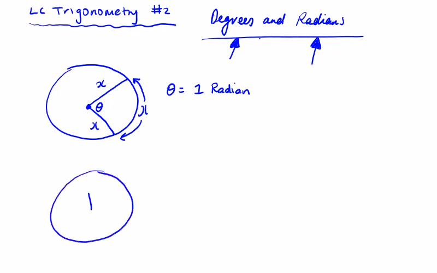Now we're going to develop this further. What about if my arc length is 2 radiuses? Let me just make that an angle. So what about if this is 2x, this is x, and this is x? This theta will be 2 radians in this case.